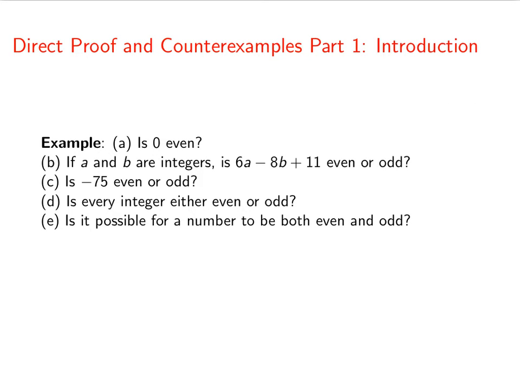Now let's ask a few questions. Things like this. Is 0 even? If a and b are integers, is 6a minus 8b plus 11 even or odd? How about negative 75? Is it even or odd? Is every integer, does it necessarily have to be even or odd? Could you have sort of a nothing category?